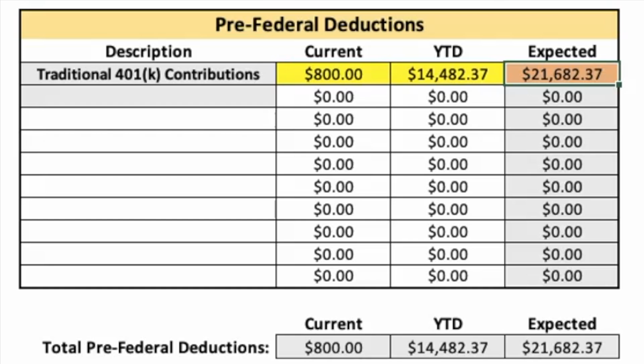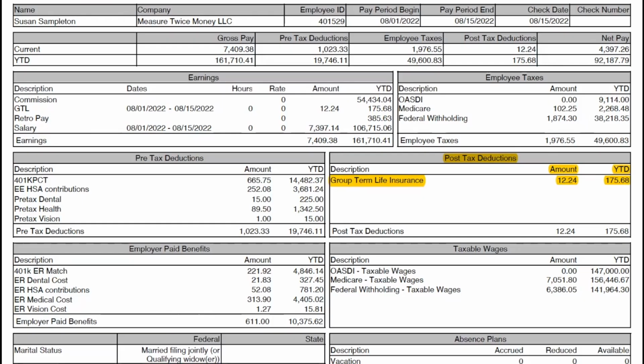It highlights in red within the expected column, giving you a heads up that you may be on track to max out your 401k, 403b, or 457b before the end of the year. Moving to the after-tax, post-tax deductions, which are subject to both income taxes and employment taxes, the pay statement includes her voluntary group life insurance coverage.